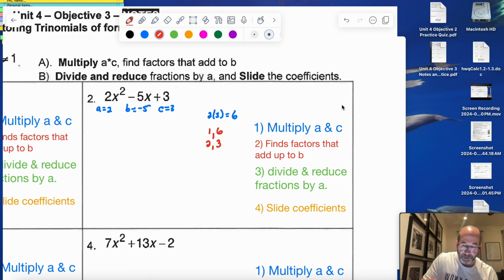They need to add up to my b value, which is a negative 5. So the only way I can do that, this is a tricky one here. The only way I could get that is if I did a 1 minus 6, or if I do a negative 2 and a negative 3.